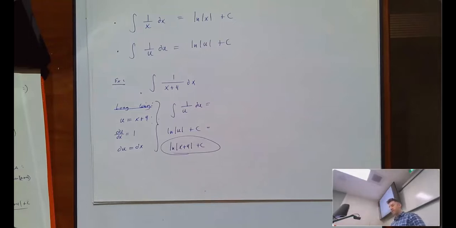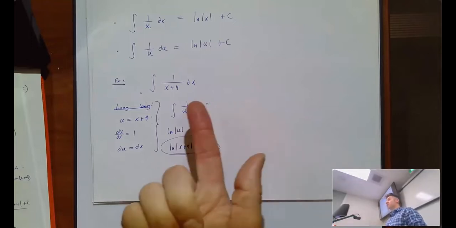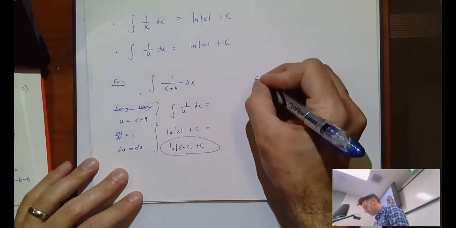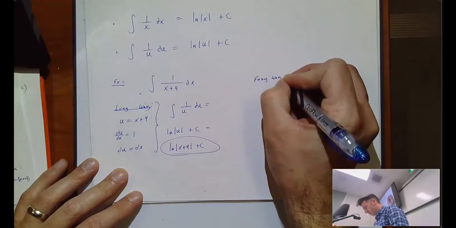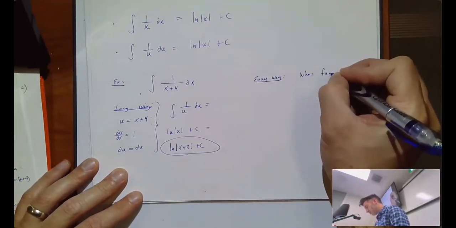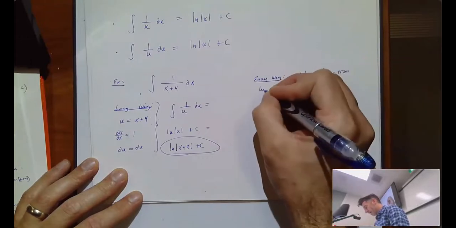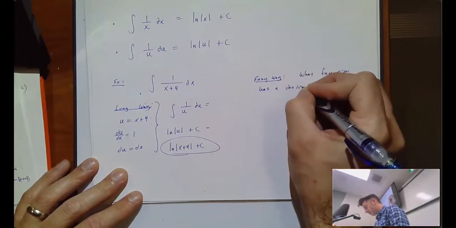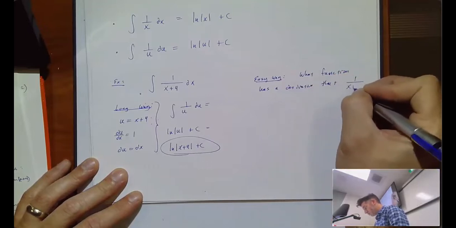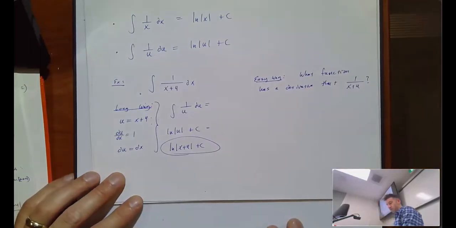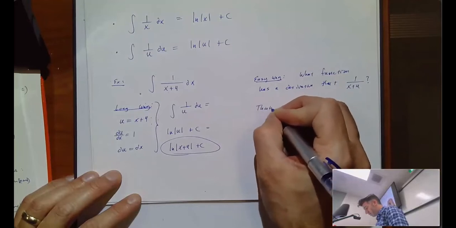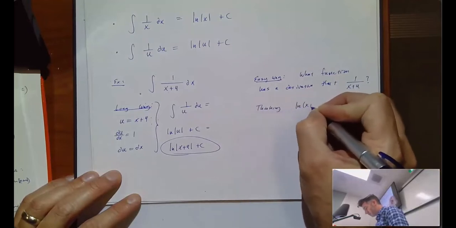On the other hand, I feel like we don't need to do all this work here. So I'm thinking we can do this in an easier way. We can say to ourselves, well, what function has a derivative that is 1 over x plus 4? Well, I'm thinking natural log of x plus 4.